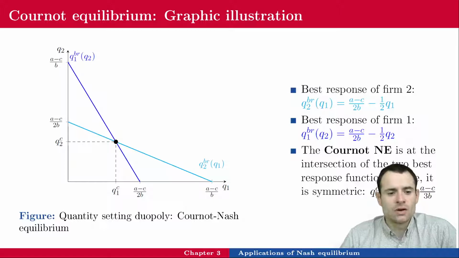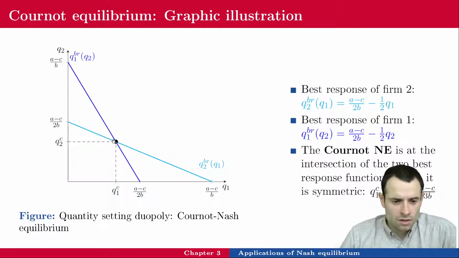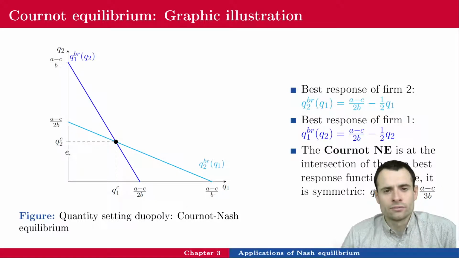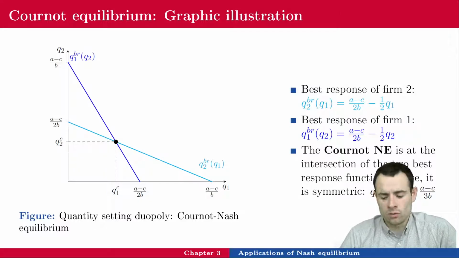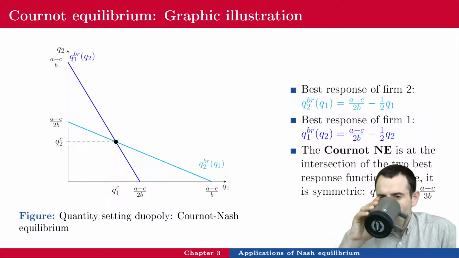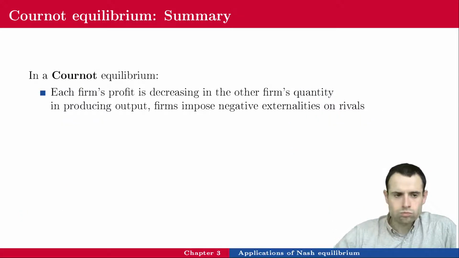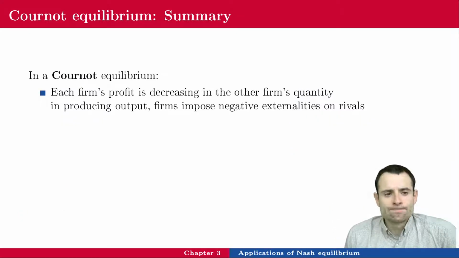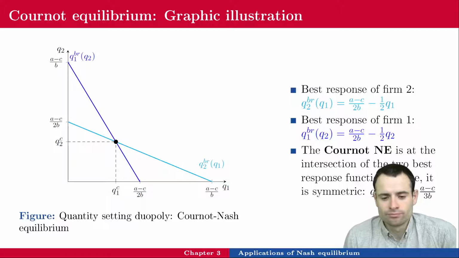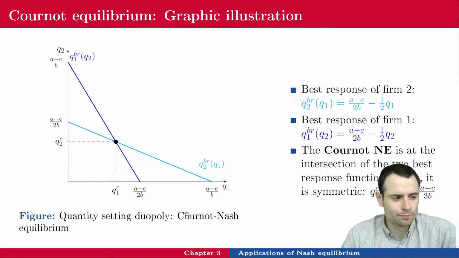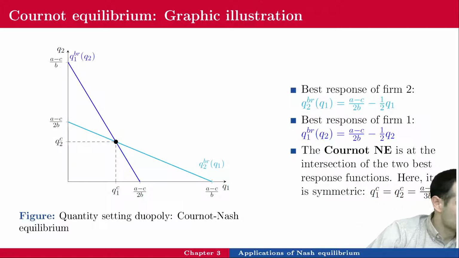Here, because it is symmetric, we're going to end up with the same number. But remember, if costs are different, one firm's quantity could be lower than the other firm's. So let's summarize what happens in a Cournot equilibrium, or a Cournot-Nash equilibrium, which I call here. This is the same number we found in the previous slide.